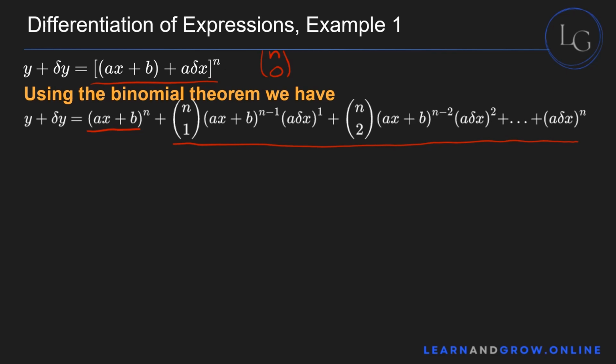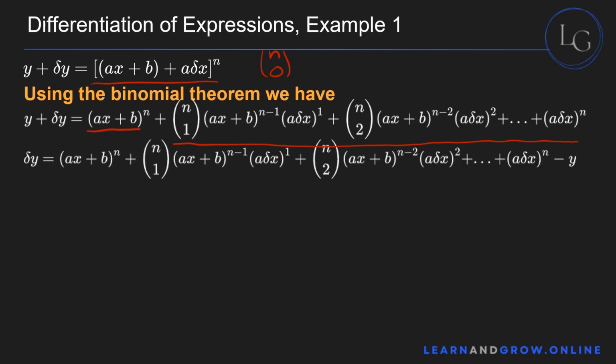So basically, you can see that the power of ax plus b is being decreased, and the power of a delta x is increasing. Because remember that in the binomial expansion, that was in terms of a and b. Basically we'll treat this ax plus b as a and this a delta x as b, and so now you can see why we're doing this.